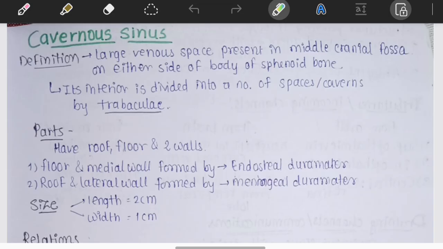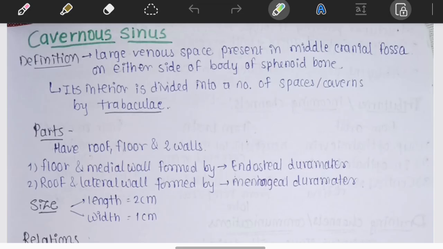Think of the sinuses as large drainage channels made between the layers of the dura mater. Imagine your city has many small roads. All the traffic eventually reaches a big highway. Similarly, small cerebral veins lead to the dural venous sinuses, and those lead to the internal jugular vein. So the cavernous sinus is simply one of the important highways that drains venous blood from the brain and the nearby structures.